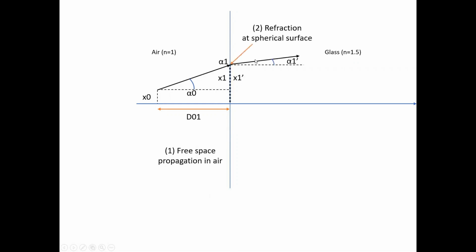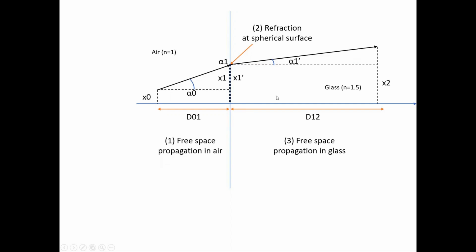So the second phenomenon is refraction at the spherical surface, where the light ray is going to change the angle when going into the glass. It will change the angle, but its height will remain the same, because the refraction phenomenon takes place just at this point, which is on the interface between the two media. And the third phenomenon is that the light ray is going to propagate further inside the glass. This will be similar to propagation in air, which means the angle will not change, but it will gain some height from the optical axis.